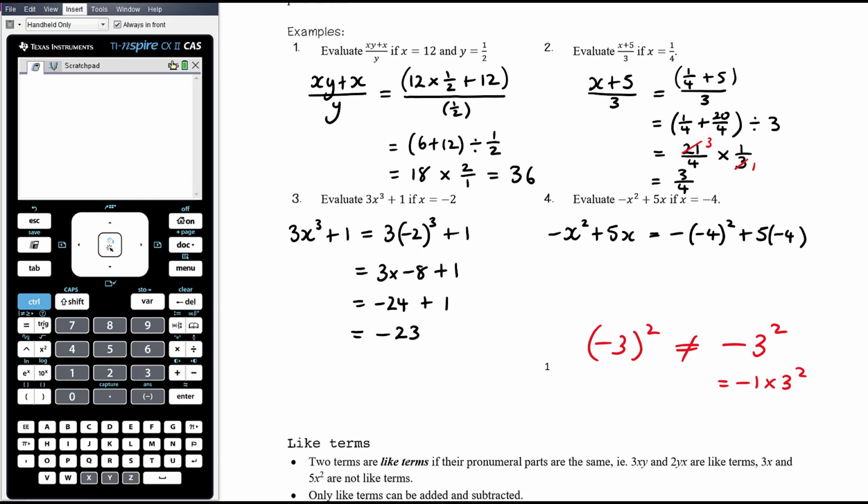This one was -1 times 3 all squared. So the brackets overrode it, so it was -3 all squared which meant it's negative 3 times negative 3, so positive 9. This one is negative 1 times 3 squared.